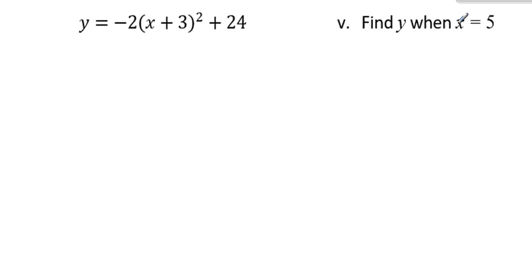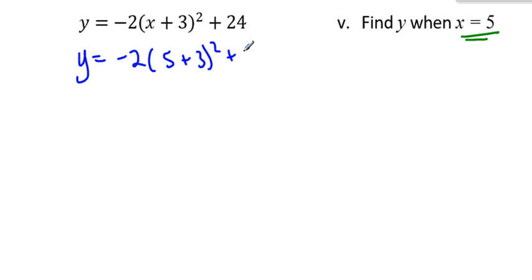Now I need to find y when x equals 5. So this is just simply substitute and solve, or substitute and evaluate. So I need to let x equal 5 and do some math. So substituting 5 in for x, and then it's just order of operations.